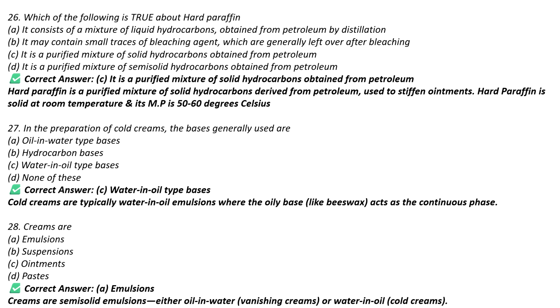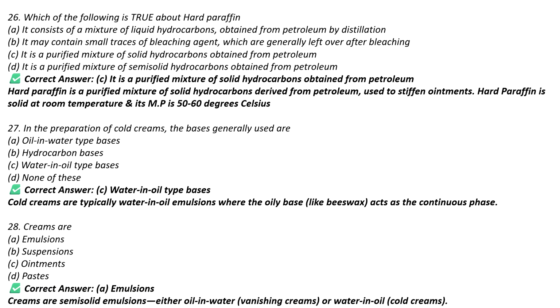Which of the following is true about hard paraffin? So we have to tell out of the given four options which is the correct statement with respect to hard paraffin. And the options are: it consists of a mixture of liquid hydrocarbons obtained from petroleum by distillation; it may contain small traces of bleaching agent which are generally left over after bleaching; it is a purified mixture of solid hydrocarbons obtained from petroleum; it is a purified mixture of semi-solid hydrocarbons obtained from petroleum.